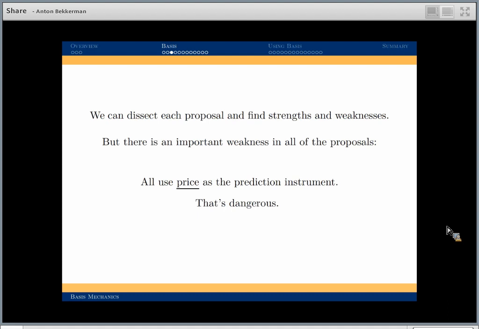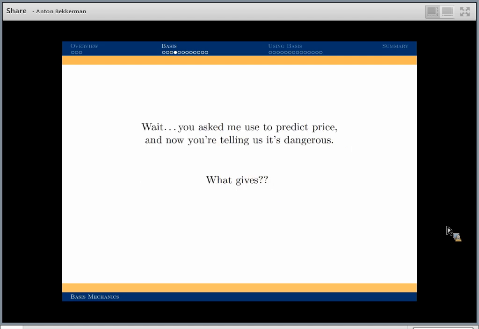And that is that all of these methods are using price as the prediction instrument. Okay, that's dangerous. On the surface, it sounds like a pretty good idea, right? You're using information about past prices to predict future prices, but that's dangerous. Let's talk about why. What gives, right? I told you to predict price next year, and now all of a sudden I'm saying that it's dangerous. Why is that?